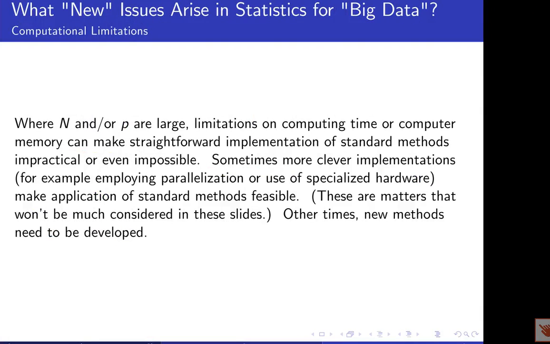The question arises then: what are the new issues? What's the news here? Well, one thing that happens is that if one is going to deal with quote-unquote big data, sometimes there are computational limitations. Computing time and computing memory are finite, and that sometimes makes straightforward implementation of standard methods practically impossible. If I can't hold all of a data set in memory at once, that means I have to do computations in a different way than if I can hold all the data in memory at once.